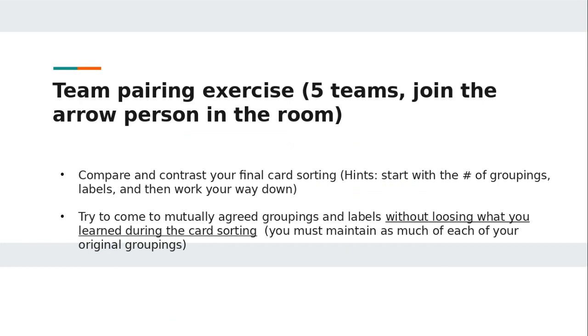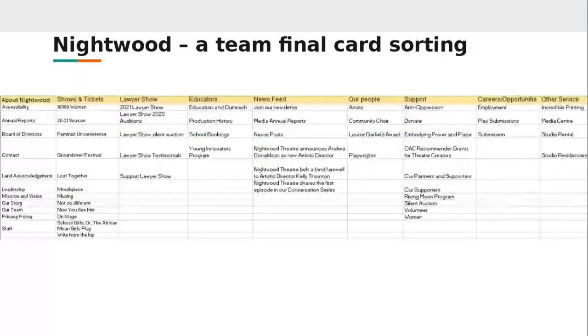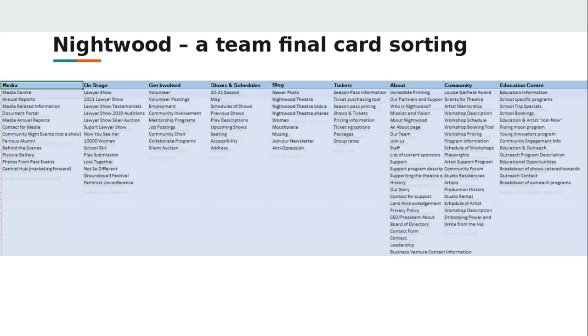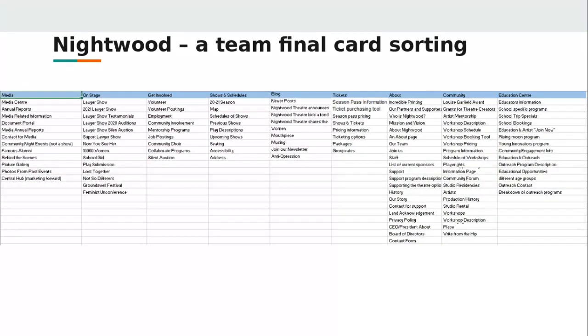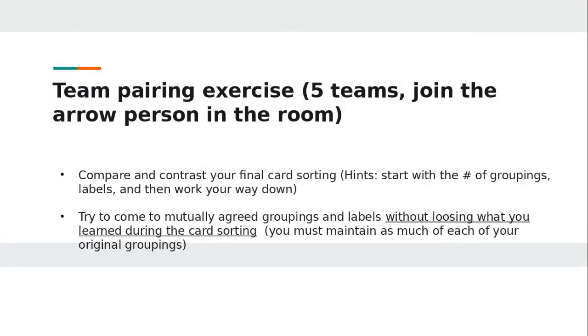And here's what you will do. I want you to compare and contrast your final card sorting. I want each of your teams to look at your card sortings, okay? And then talk about the exercise. Talk about what you see. Then talk about what you've done, how you came to those decisions, and the challenges that maybe you have found. But try to agree on a card sorting, but don't do the card sorting again. See if you can come to mutually agreed groupings and labels without losing what you've learned during the card sorting.